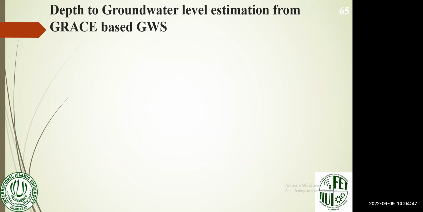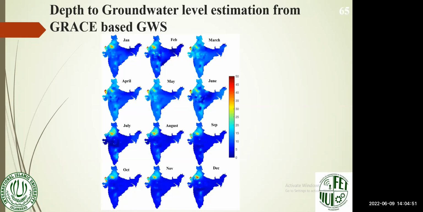Depth to groundwater level estimation from the GRACE-based GWS. Basically we have used the GWR model, which is the geographically weighted regression model. That is the overall spatial mapping of water depth. So we have considered the GRACE anomaly and also some observational data.